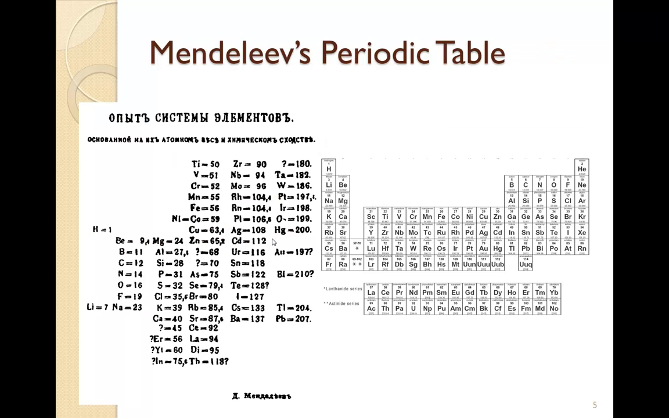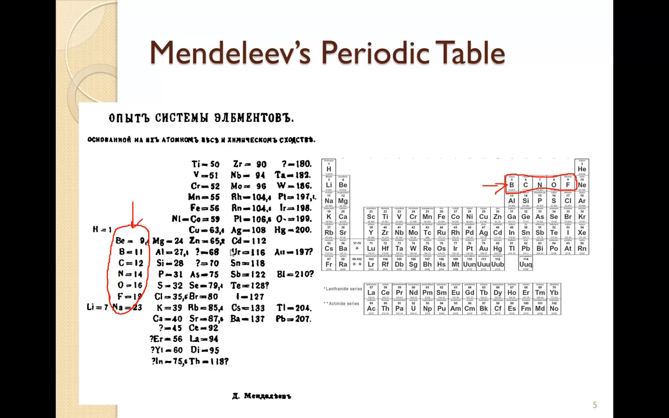So let's take a look at Mendeleev's periodic table and our modern one. This is his original. You can find some patterns. For instance, if you look at these right here, beryllium, boron, carbon, nitrogen, oxygen, fluorine, they're all in a row in Mendeleev's, and they're all in a row in the modern one.